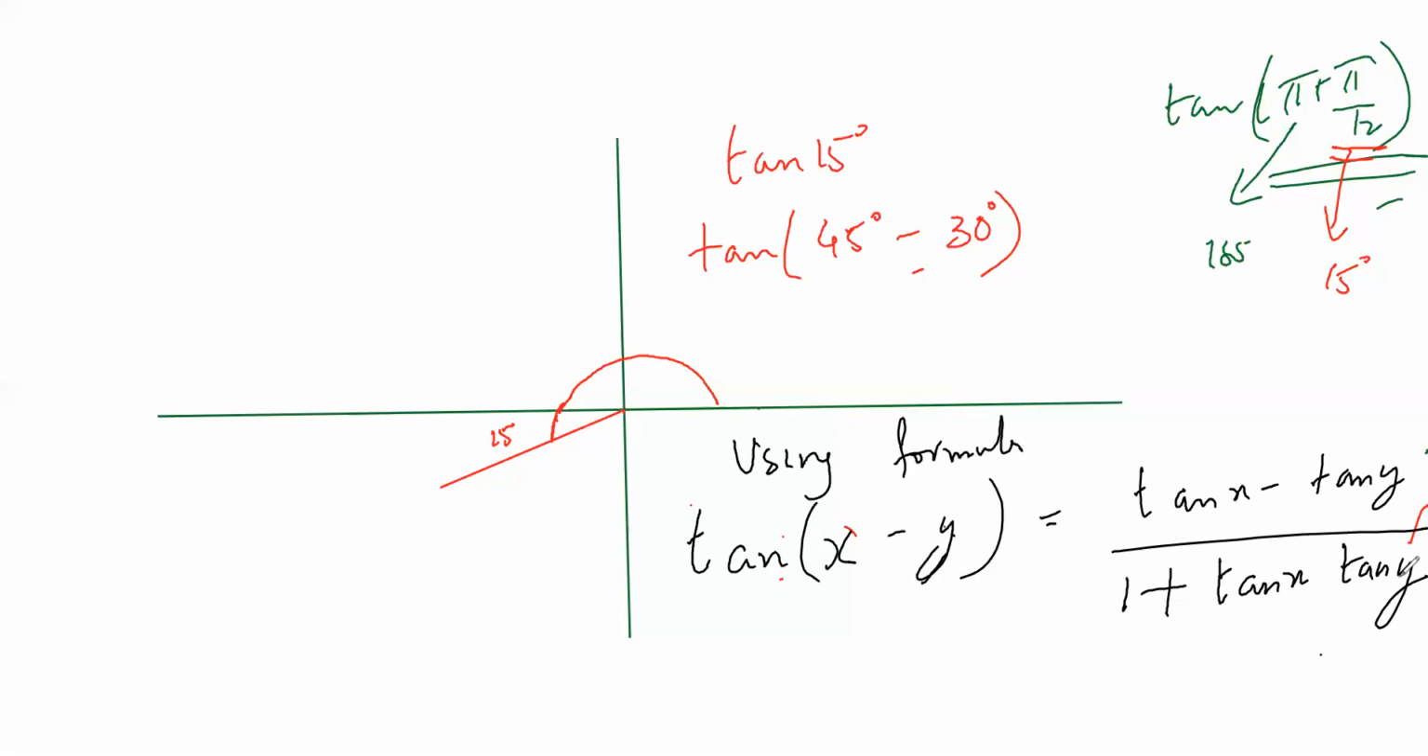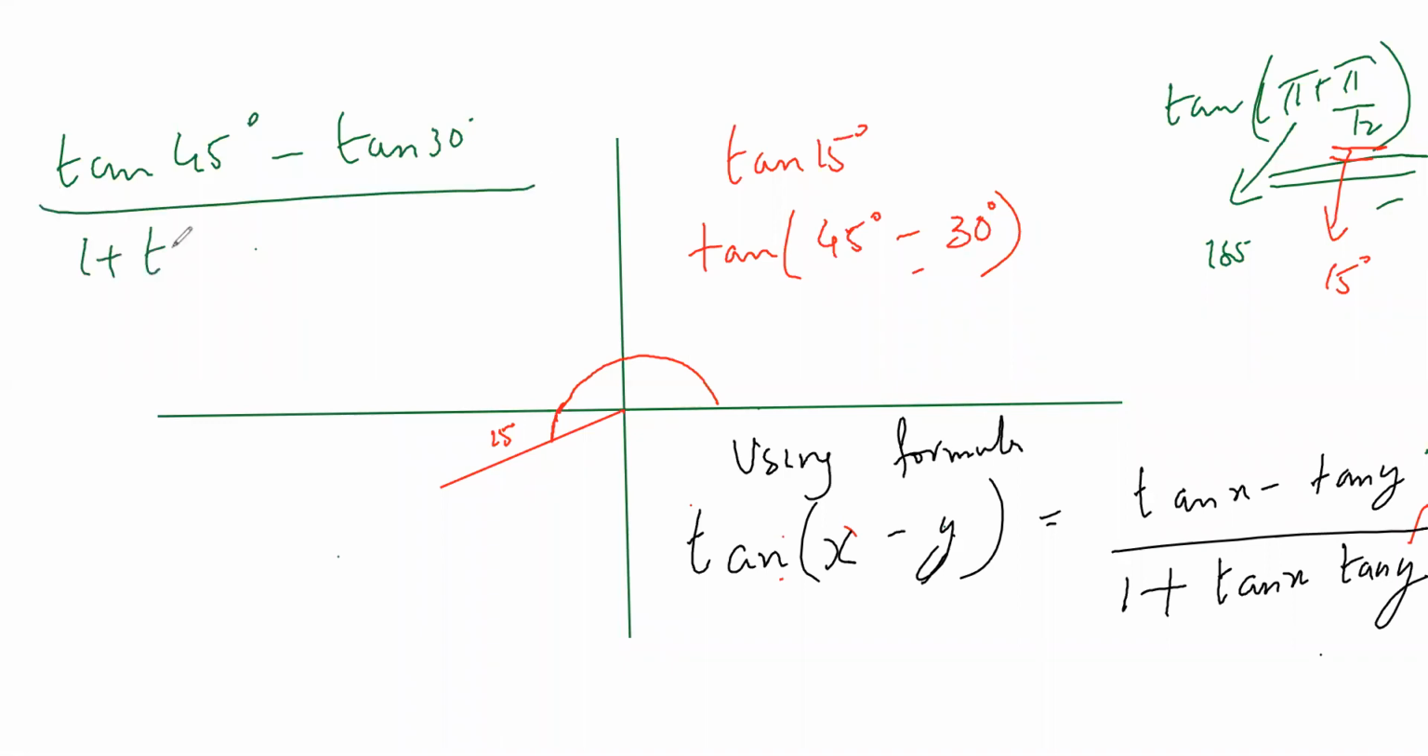Is it clear? tan(x − y) = (tan x − tan y) / (1 + tan x tan y). So I'm just going to do the same thing for this question also. Correct? Tan x, I'll write it down here, the next step. tan x minus tan y. So tan 45 minus tan 30 by 1 plus tan 45 tan 30.